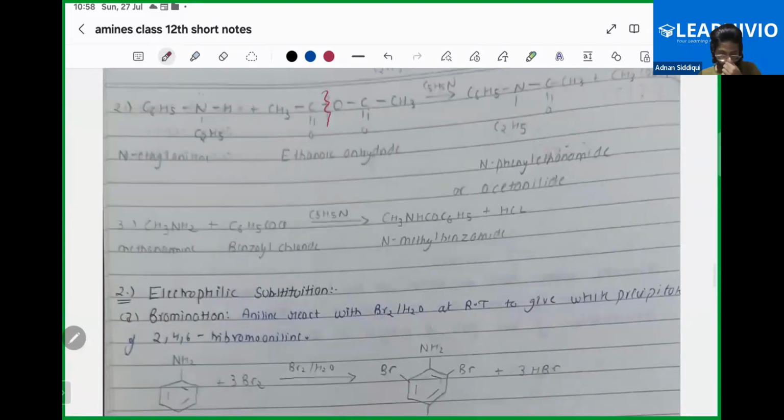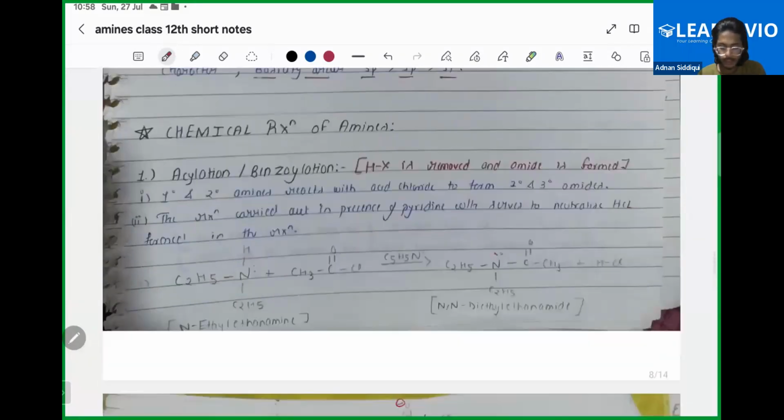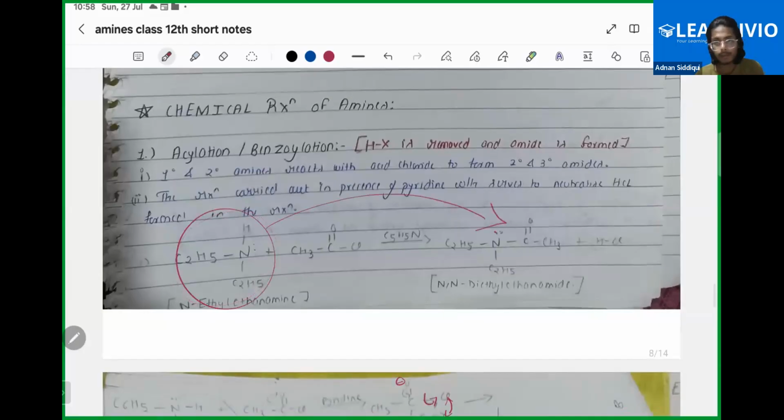One more thing I should tell you. If you are starting with a 2-degree amine, you will get a 3-degree amide. If you are starting with a 1-degree amine, you will get a 2-degree. From 1 degree to 2 degree, from 2 degree to 3 degree.